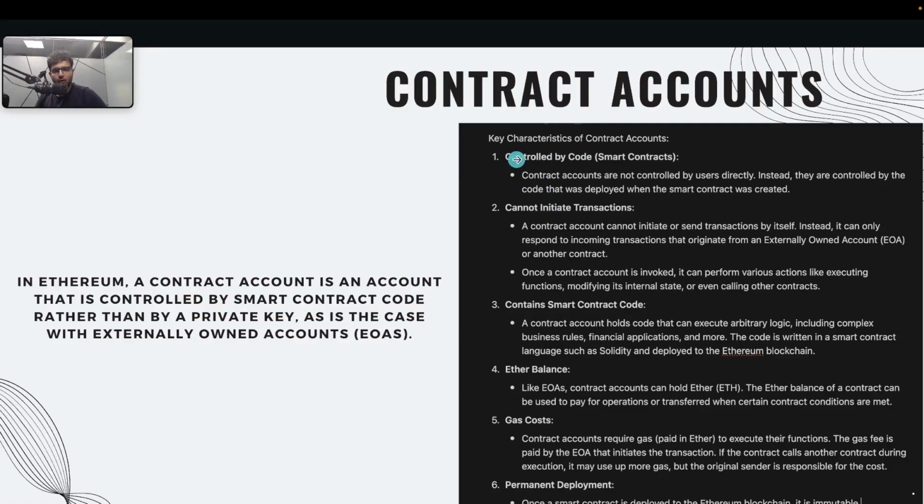So contract accounts can hold some code. They cannot initiate transactions. वो खुद से नहीं भेज देगा मुझे. I have to initiate a transaction. I have to send it some Ethereum. Then it will send me back some USDC. It contains smart contract code. We will be writing a bunch of this code very soon.